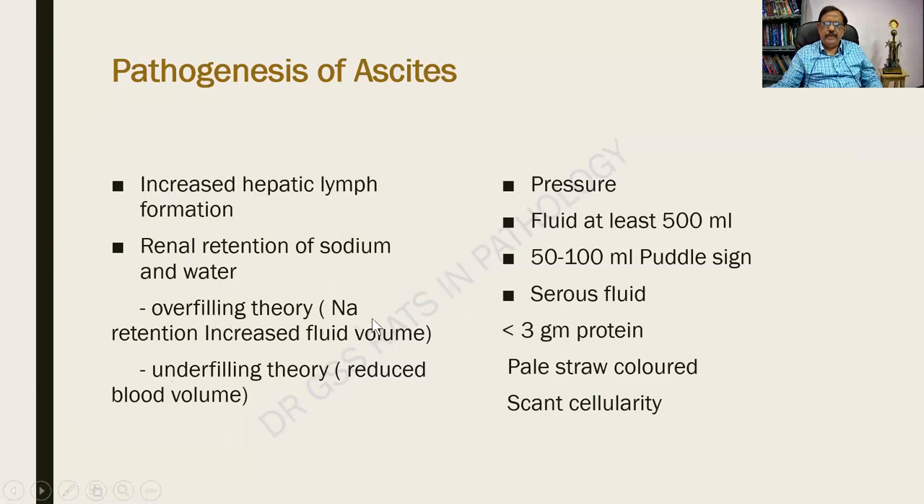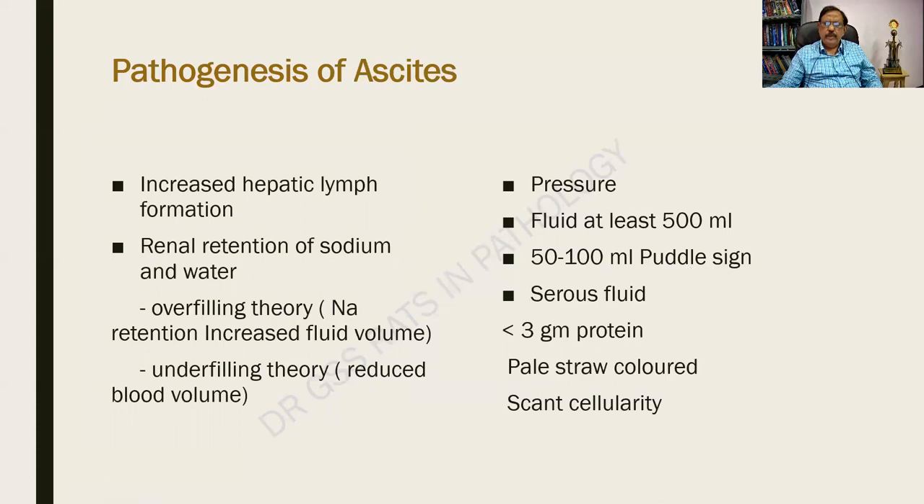In overfilling theory, there is a sodium retention leading to increased fluid volume. And in underfilling theory, there is a reduced blood volume. Both of these can result in ascites. And what can be the various other factors that we should appreciate? One is an increased pressure. The fluid should be at least 500 ml. 50 to 100 ml can be diagnosed by means of a puddle sign.